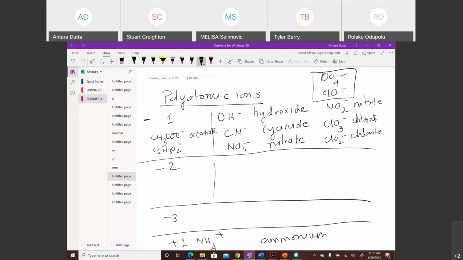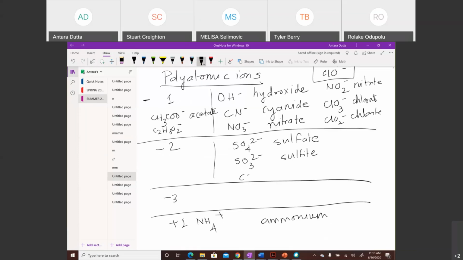For -2, there are again pairs: sulfate, SO4 2 minus, 1 sulfur, 4 oxygen with 2 minus, sulfate; 1 sulfur, 3 oxygen with 2 minus, sulfite; and then carbonate, CO3 2 minus, carbonate. And then we have pairs, like sulfate comes with another hydrogen added to that, HSO4 minus.